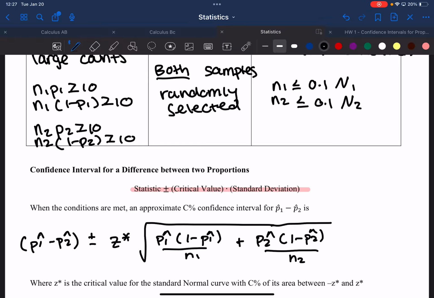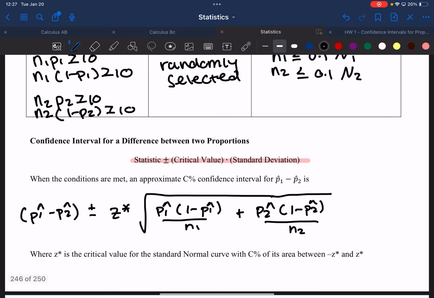Okay. And then the last thing here talks about that critical value. It says, remember, the critical value is Z star. That is for the standard normal curve. And when we look at the C percentage or the percentile, it's looking at the area between those two critical values. Okay. However, when we look at Z star, we're only looking at which one? Positive. Okay, we can ignore the negative. We're only looking at the positive one. Okay, any questions so far?